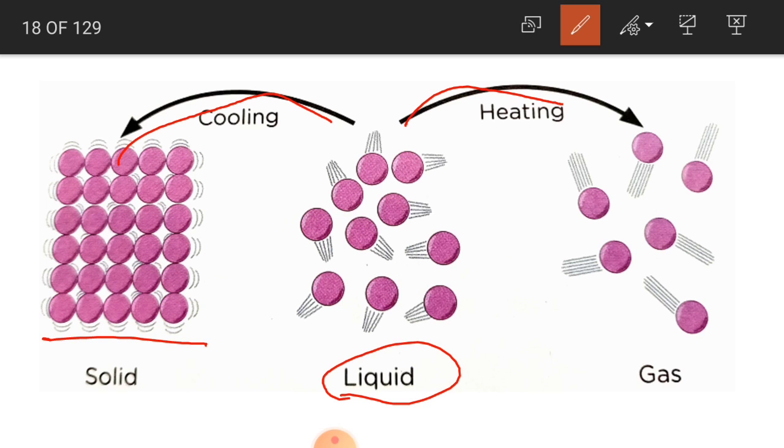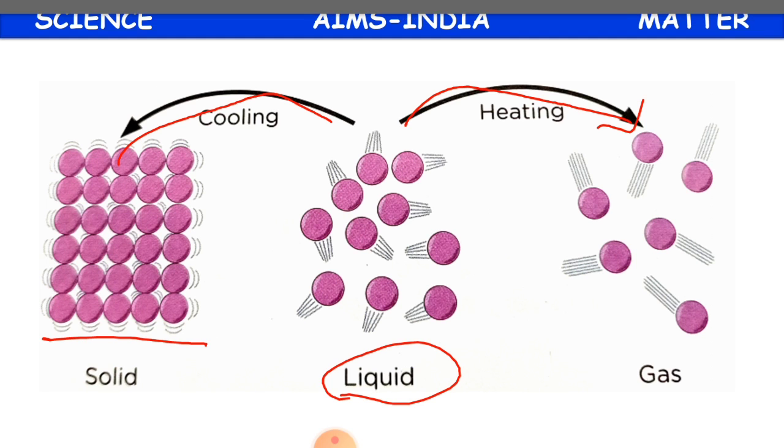Again, when the liquid is heated, what happens? They get more energy. Their energy levels increase and they form a gas. They lose contact with the other molecules, they are very free, and they change into a gaseous form. Clear, children? Okay.